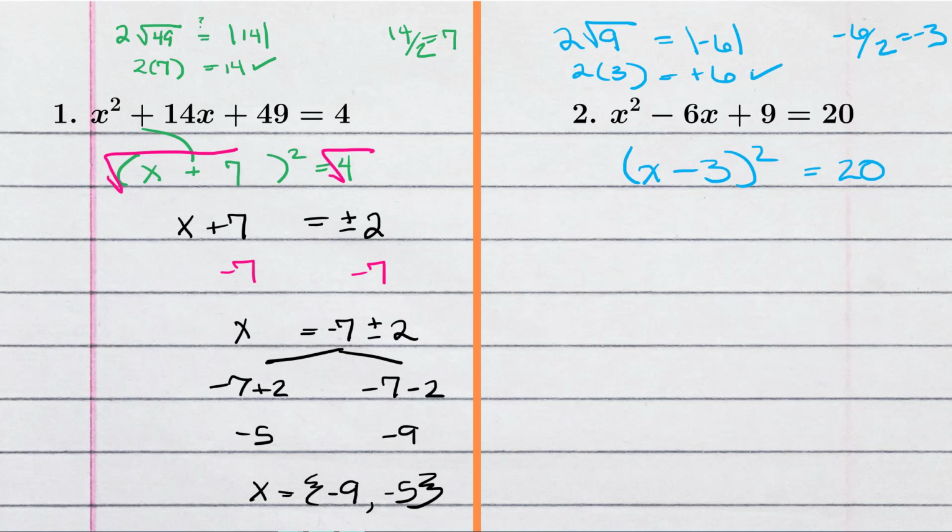So now when I take the square root of both sides, I end up with x minus 3 on the left-hand side, but I need to think about that 20. What perfect squares live inside of 20? We have 4 is a perfect square. And so the square root of 4 times the square root of 5. So 2 square roots of 5.